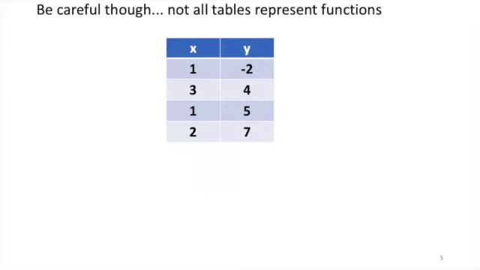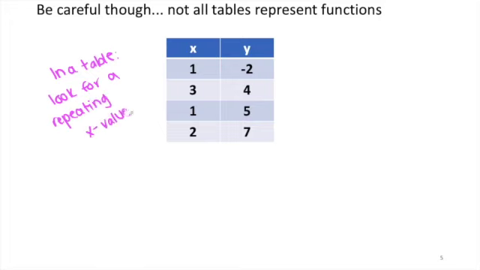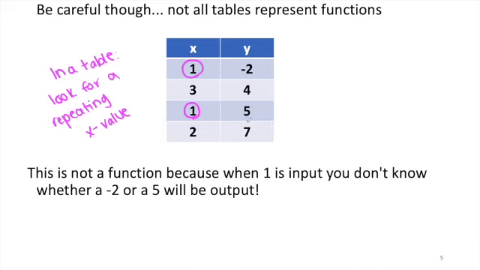However, be careful because not all tables represent functions. So what you're looking for, in a table, well, this is kind of every way, but in a table specifically, you're going to look for a repeating x value, okay? So if you see a repeating x value, so here you see 1 and 1, you know that this is not a function because when 1 is input, you don't know whether it's going to be mapped onto -2 or onto 5. Okay, so you don't know what the output will be, so therefore it is not a function because you see a repeating x value that has a different y value or a different output. Okay, so I can ask you, is this table of values a function or not a function? And you need to be able to determine that.